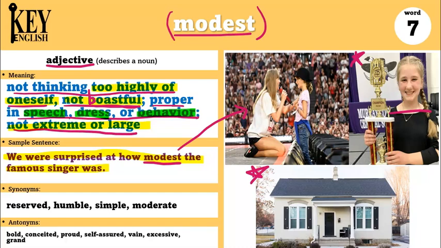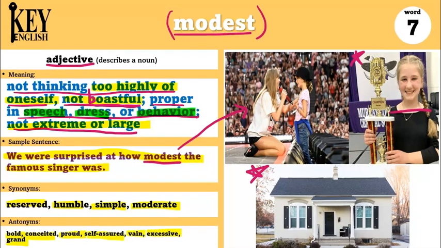When someone speaks or acts or dresses in a very normal way, we can say they are being modest. Some synonyms are reserved, humble, simple, and moderate. Antonyms are bold, conceited, proud, self-assured, vain, excessive, and grand.